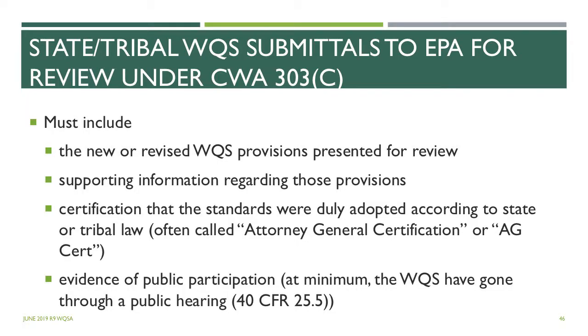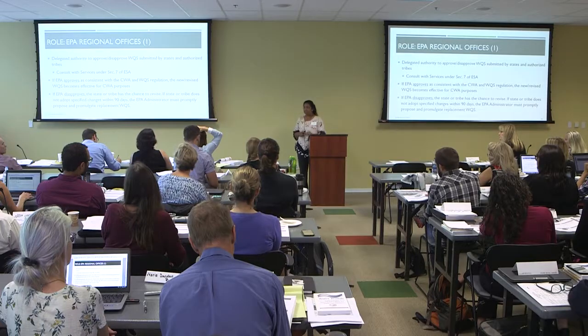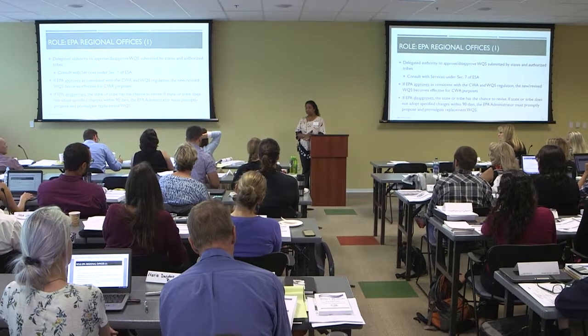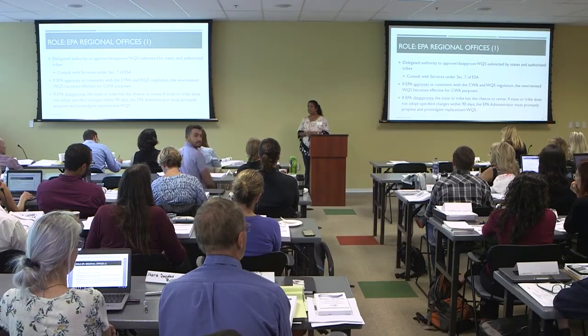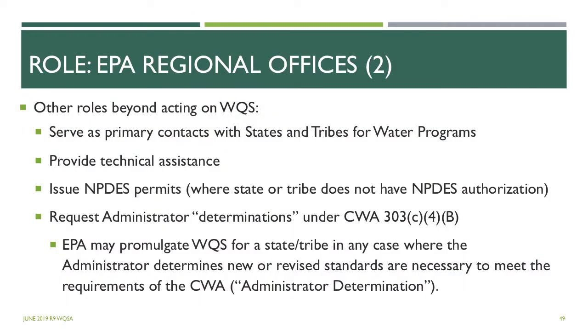Any submission needs to include the revisions that have been changed or anything that's new, any supporting information, certification that those standards were adopted consistent with state law, and evidence of public participation. Can you say specifically what comprises the certification for the state? It's really just a letter that's usually from the Attorney General or somebody who's duly authorized that will say, these standards were adopted and are consistent with state law.